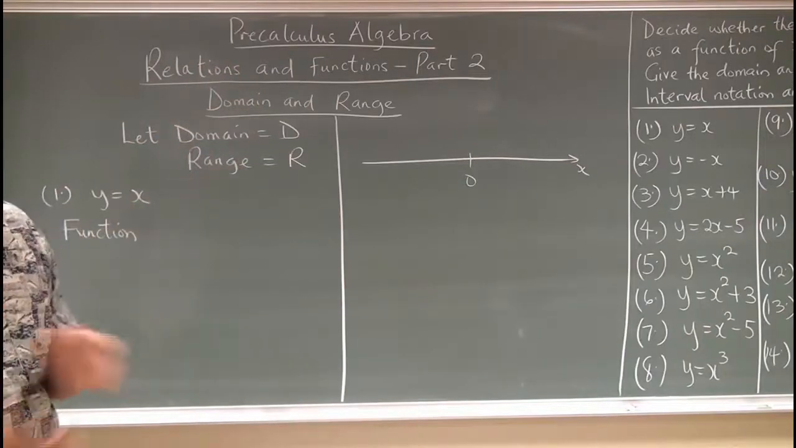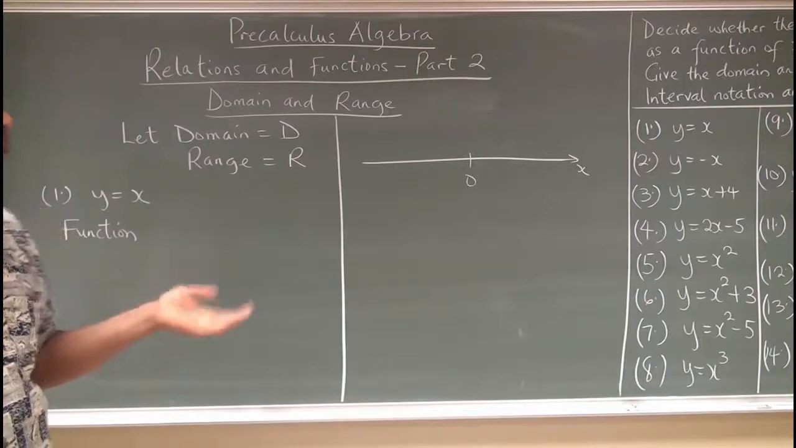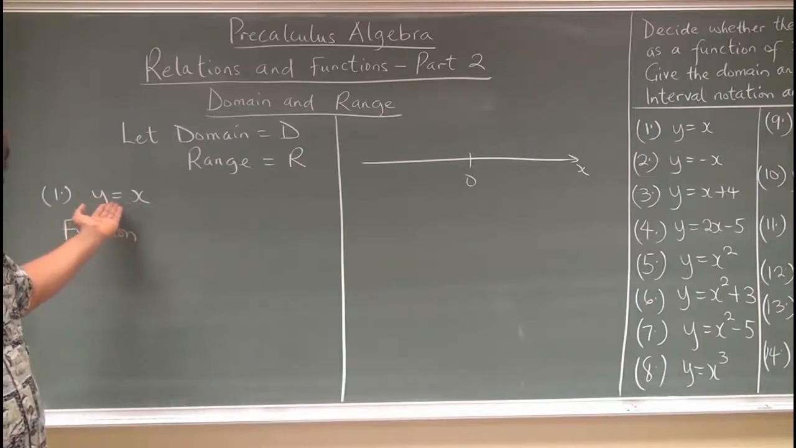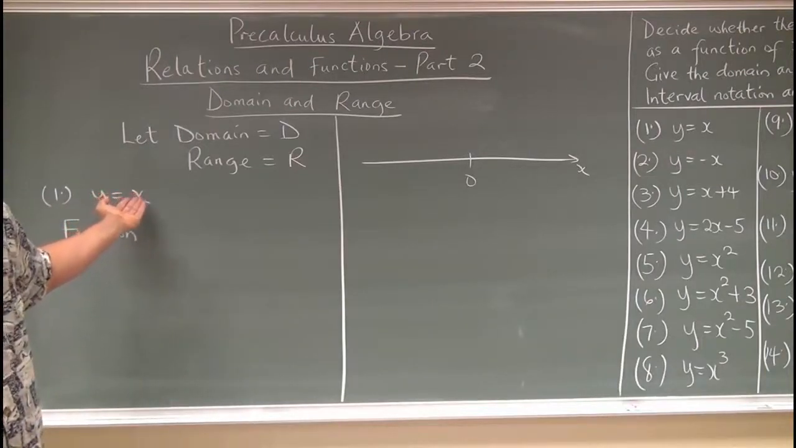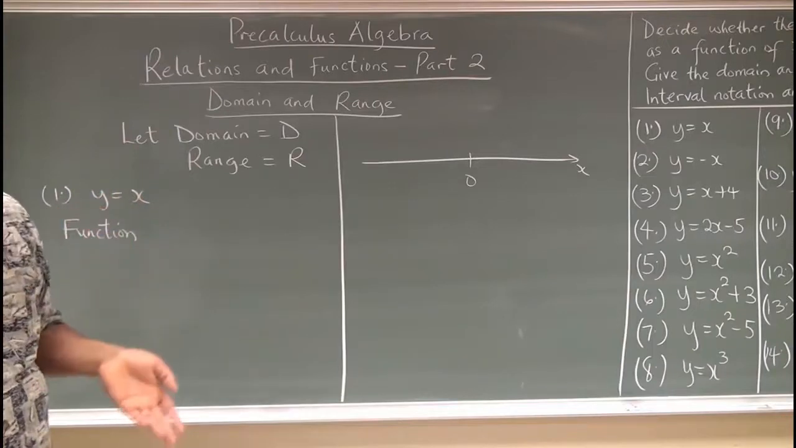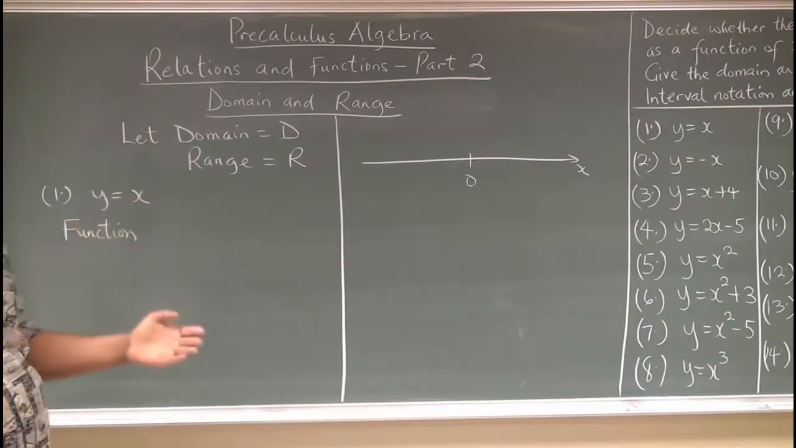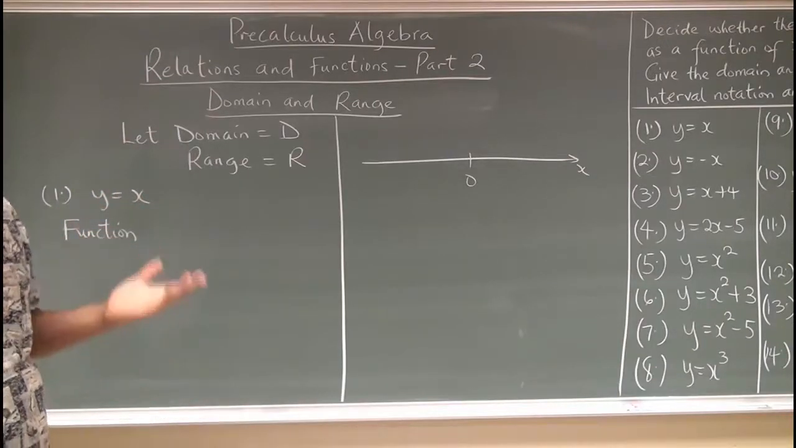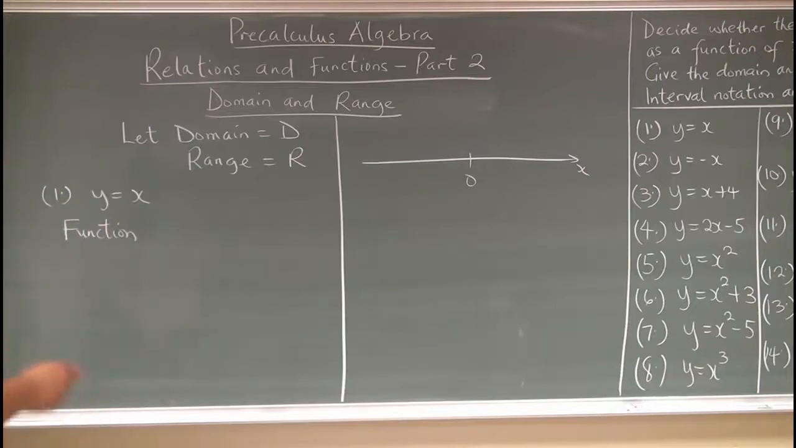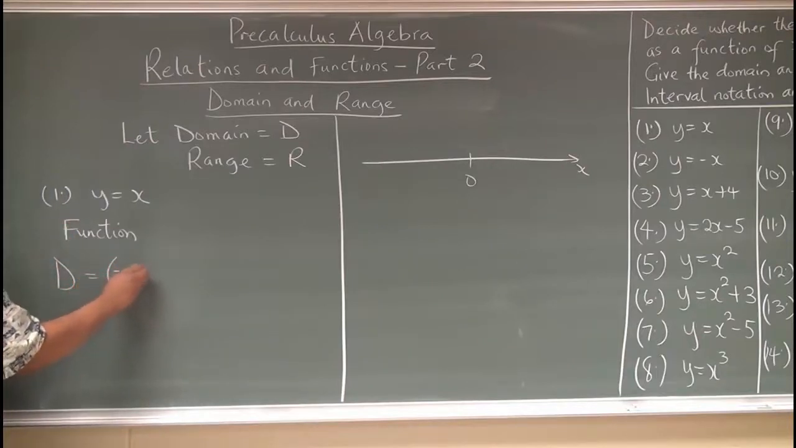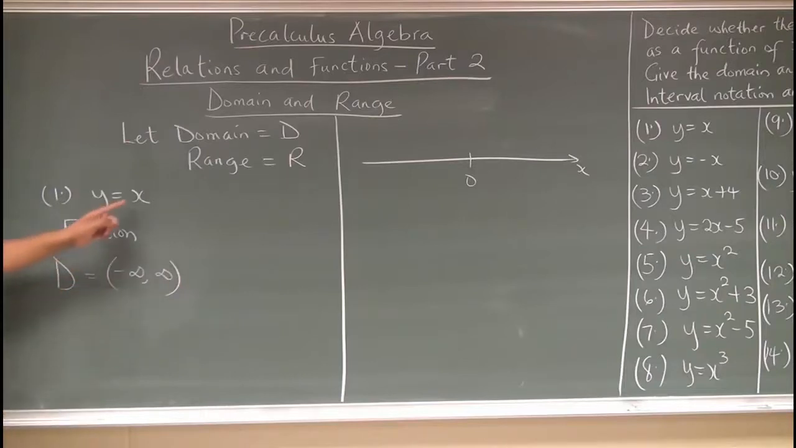It can be decimal, it can be fraction, it can be any number, because if you use any number here, if you say x to be -5, then y will be -5. If you say x to be 1/20, then y will be 1/20. So the domain here, in interval notation, it will be from -infinity to infinity. Okay? That's the interval notation.